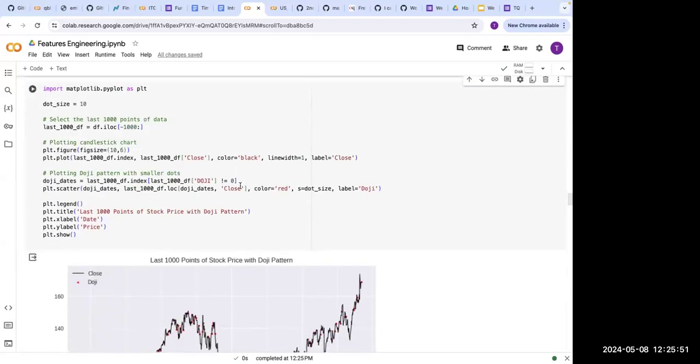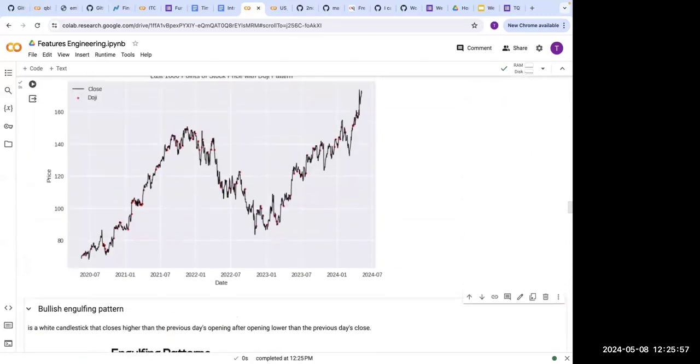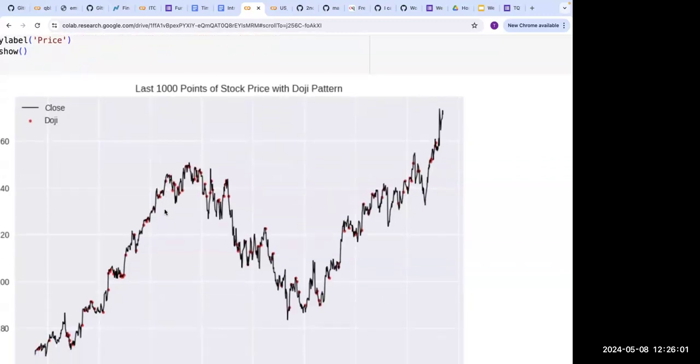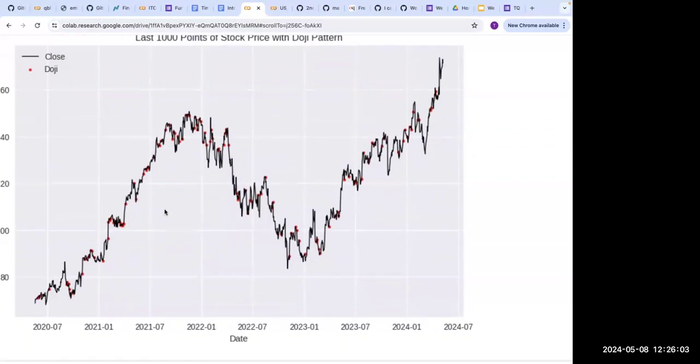So here we plot the dojis that we ran above, and you can see these red dots are where dojis happened. Note that this is very long data, right?